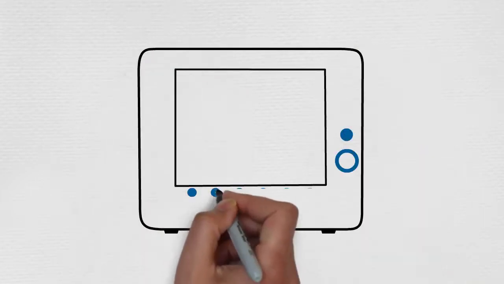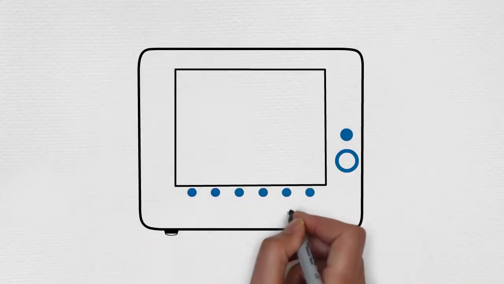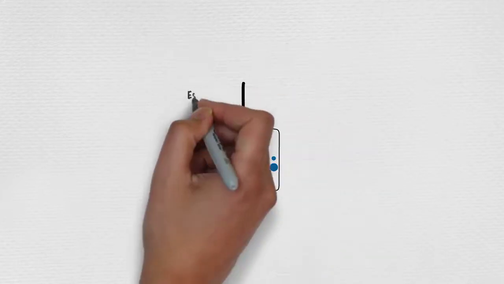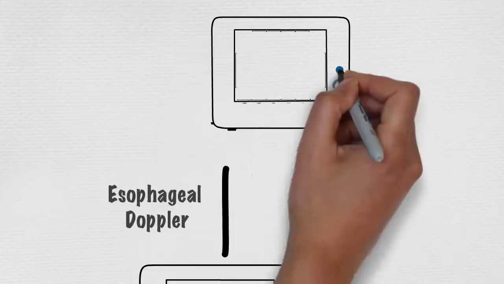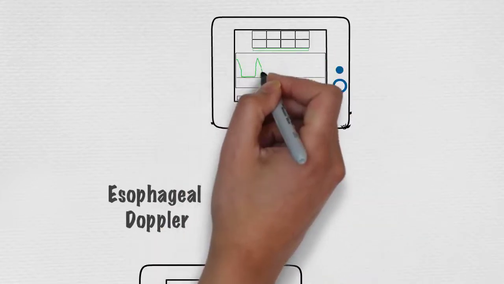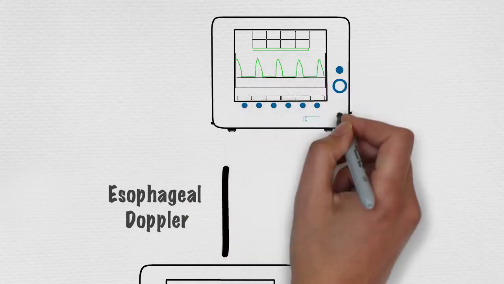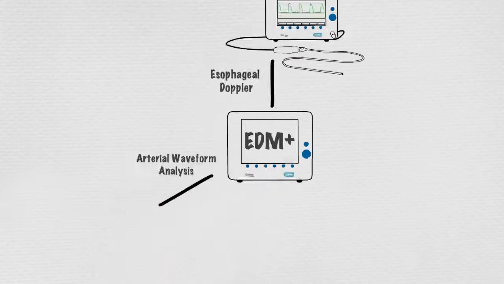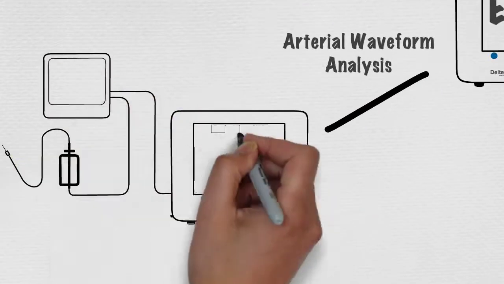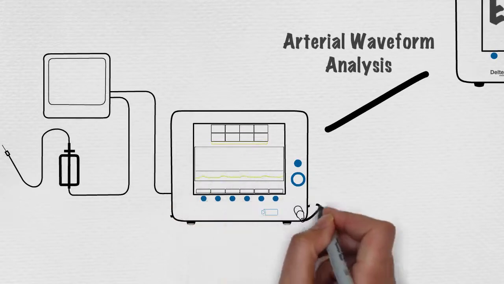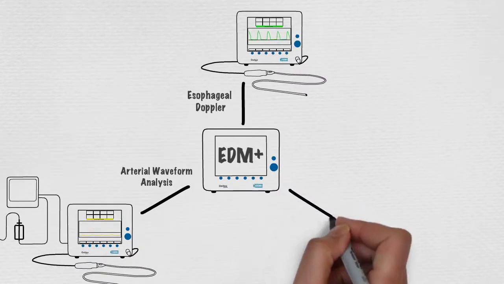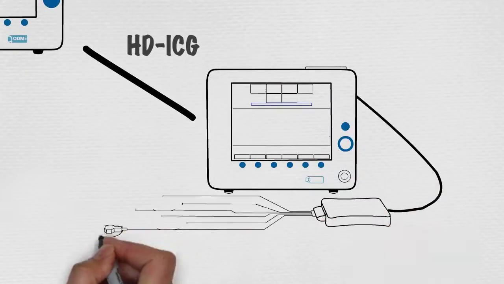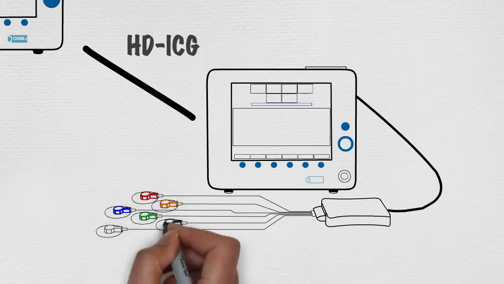HD-ICG is an addition to the suite of technologies incorporated into the ODM Plus for cardiac output monitoring, which includes the esophageal Doppler, a widely validated technology measuring central blood flow velocity directly. The arterial waveform analysis component of the ODM Plus, using the most reliable algorithm to derive flow from arterial pressure and calibrated by Doppler cardiac output. And now high-definition impedance cardiography, a completely non-invasive technology suitable for monitoring awake and lower-risk patients.